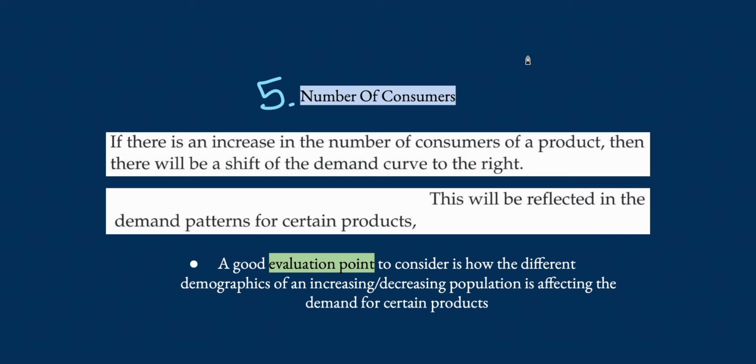And the same thing with the opposite. If a society or an economy loses a bunch of people, then quantity demanded will decrease overall just because there's less consumers overall in an economy. And just if you're interested, a good evaluation point for this is to consider how the different demographics of an increasing or decreasing population is affecting the demand for certain products.